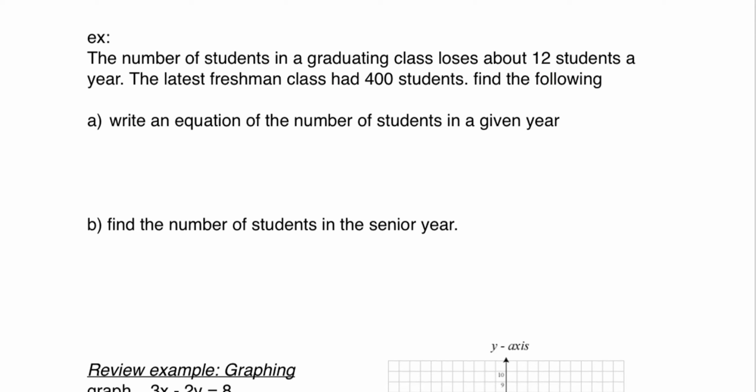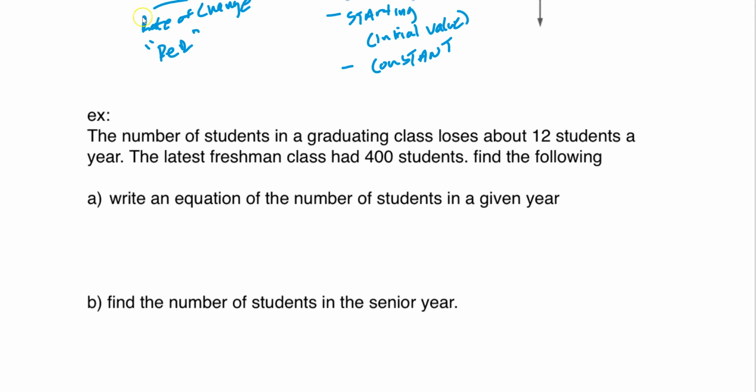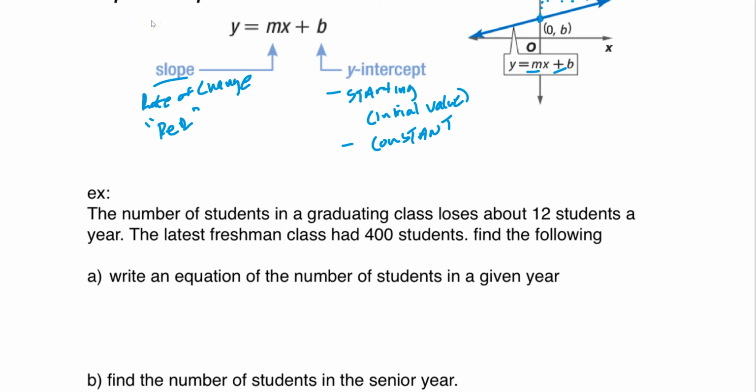This is the application problem to get us started. The number of students in a graduating class loses about 12 students a year. The latest freshman class had about 400 students. Find the following. So when we write an equation of the number of students in a given year, keep in mind it loses about 12 students per year, right? Students a year, or per year.